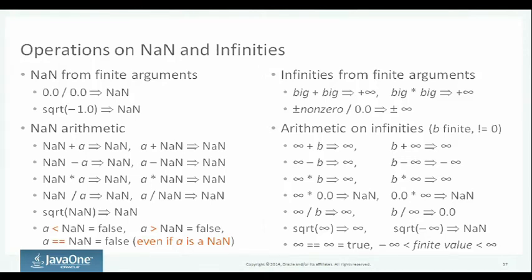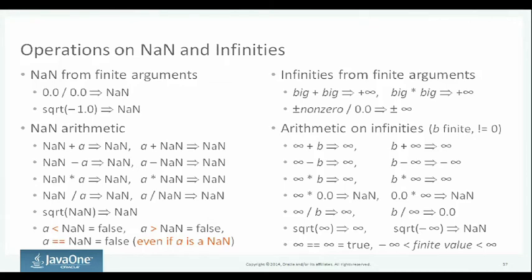Now, nan arithmetic is fairly straightforward. Generally, it tends to contaminate your result. So if you combine nan with anything else, you get a nan back. And nan has some unusual ordering properties. For any value a, a less than nan is false, a greater than nan is false, and a equal to nan is false, even if a is a nan. So this is very strange, but again, nan is not a number, so it doesn't act like a number when you're comparing it.